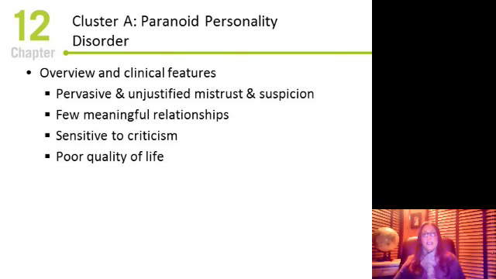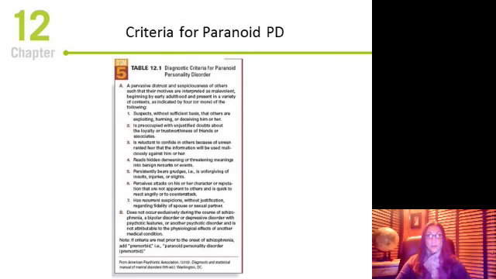So, pervasive and unjustified mistrust and suspicion. These are paranoid personality disorders, right? They consist of pervasive and unjustified mistrust and suspicion. People with paranoid personality disorder have very few meaningful relationships, they're very sensitive to criticism, and they have a poor quality of life. Now this is another slide I kept in here for you to read through. It's the criteria for paranoid PD.